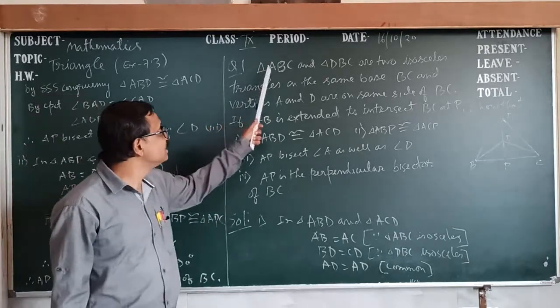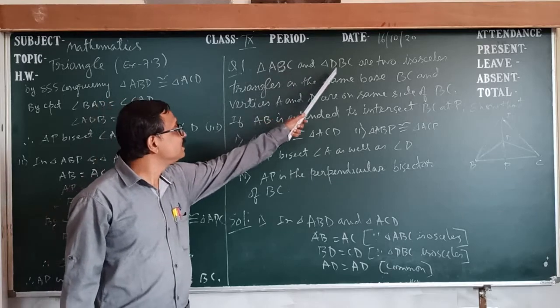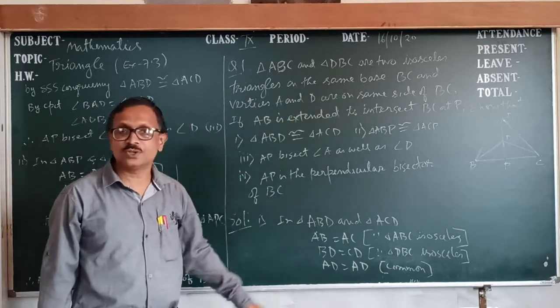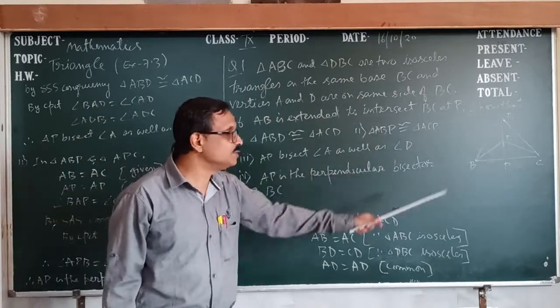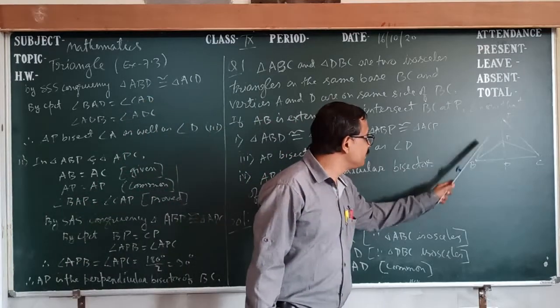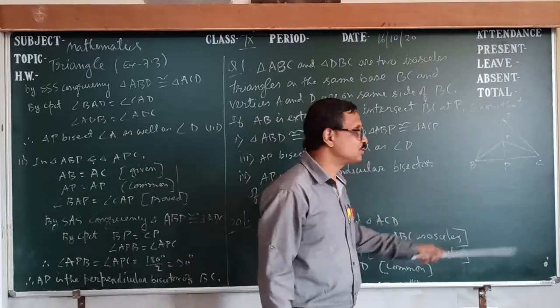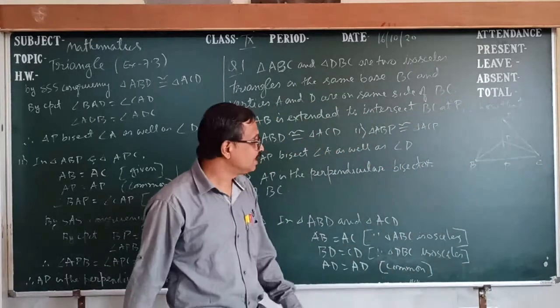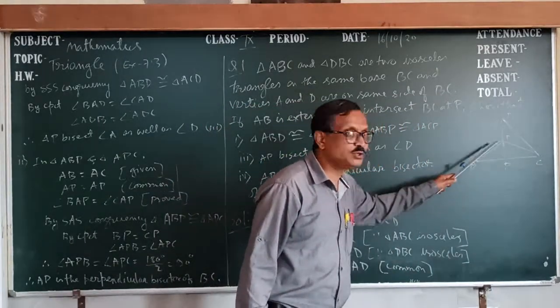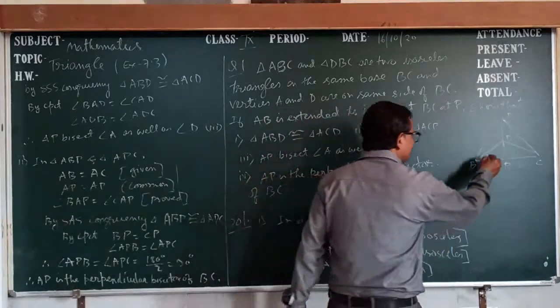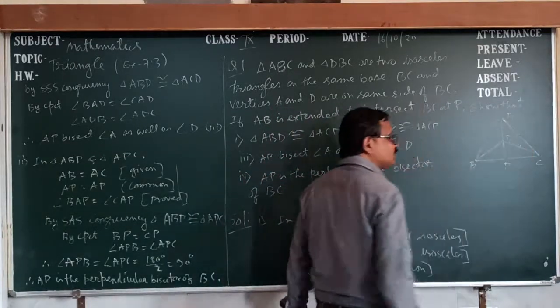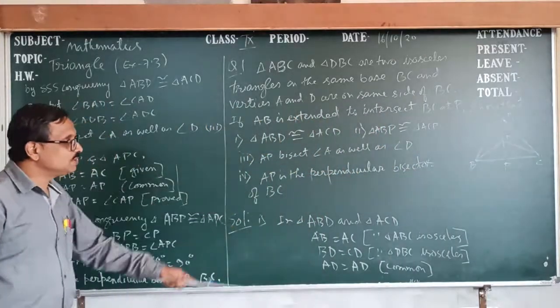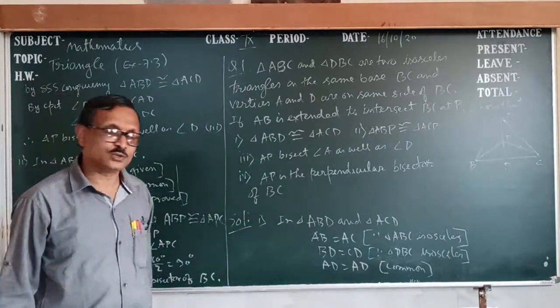In the question, triangles ABC and DBC are two isosceles triangles. ABC is an isosceles triangle, which means AB is equal to AC. DBC is also an isosceles triangle, so BD is equal to DC, that is also given.